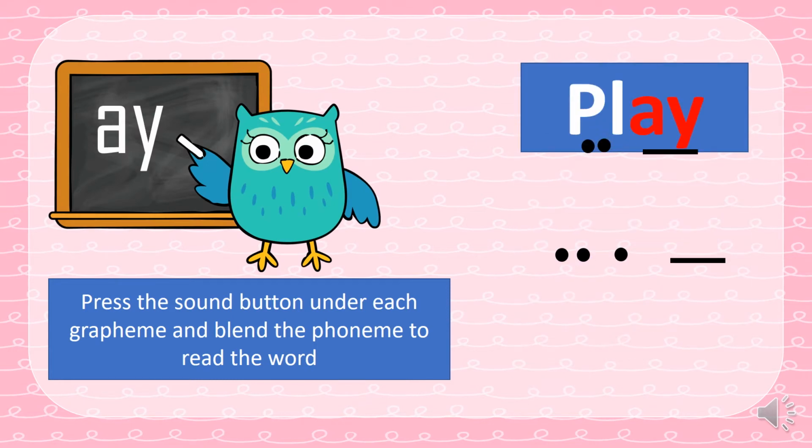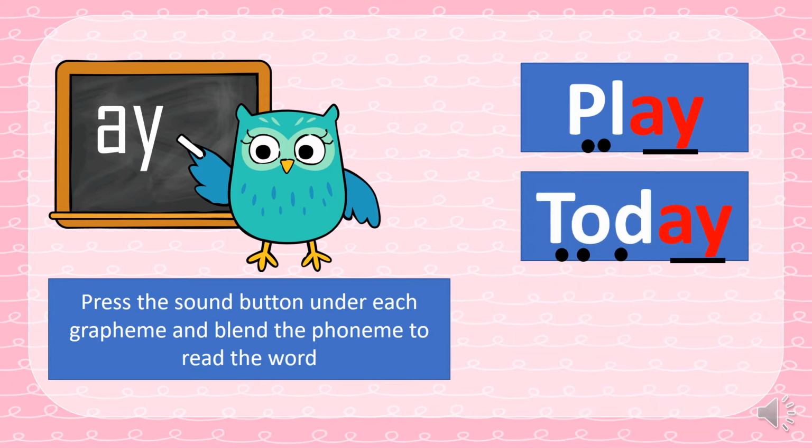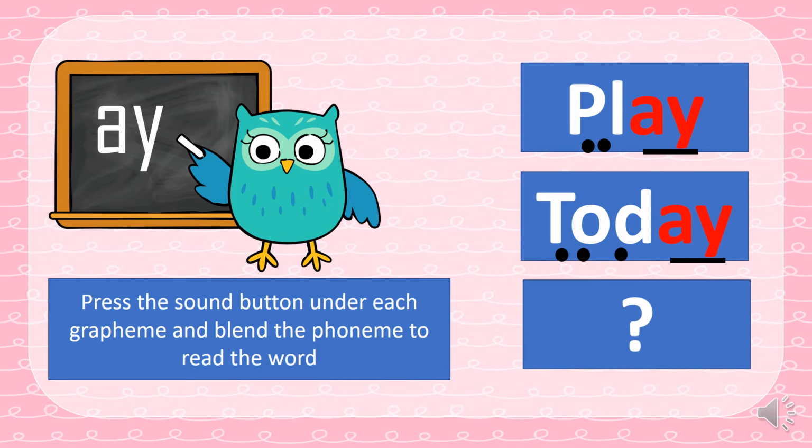So if we look at our first example for the A sound, we have p, l, a, play. Well, the next word, I want you to press the sound button with me under each grapheme and blend the phoneme to read that word. So can anyone think of another example with the sound A? Some of you may have thought of today. As you can see, the sounds T, O, D have got the sound button, and then we have the A at the end. Can you think of a third example?